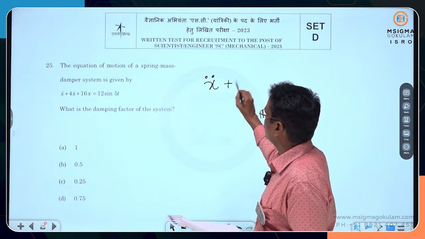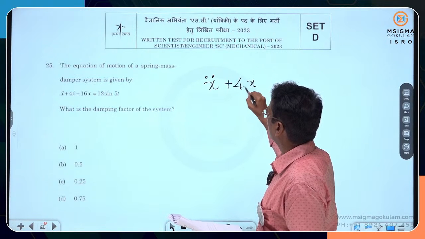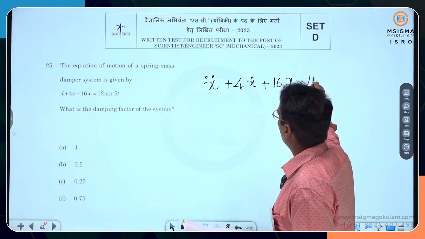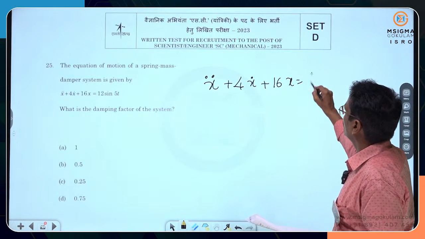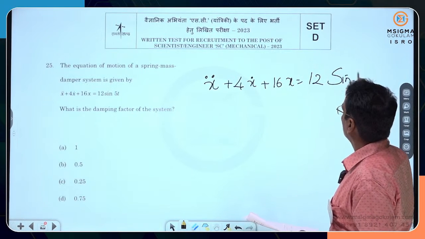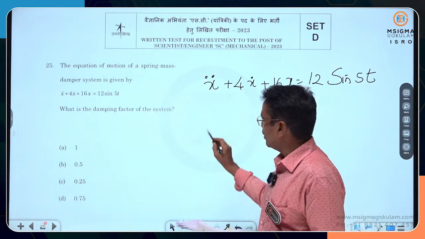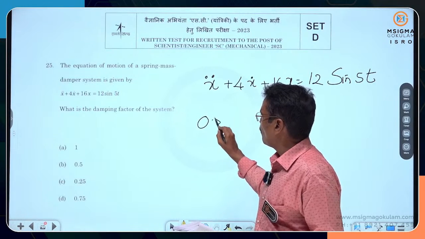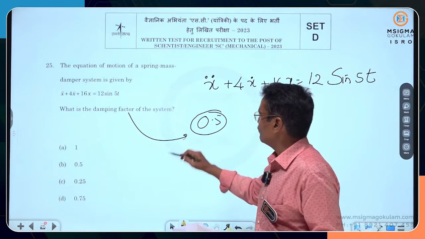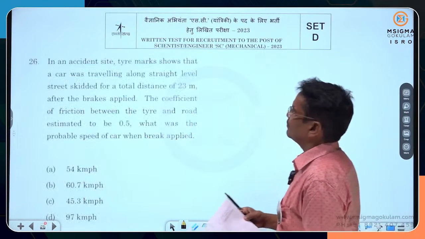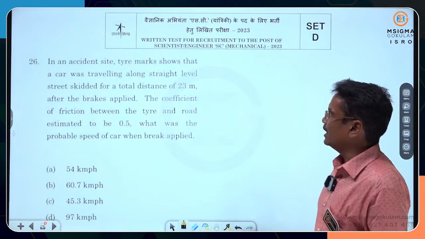The equation of motion of a spring mass damper system is given by x double dot plus 4x dot plus 16x is equal to 12 sine pi t. What is the damping factor? Answer is 0.5. Damping factor will be 0.5. It is a problem on vibrations. This is a problem on engineering mechanics.